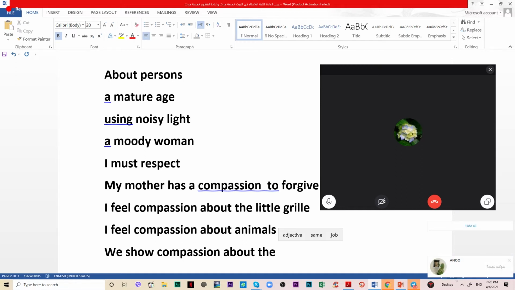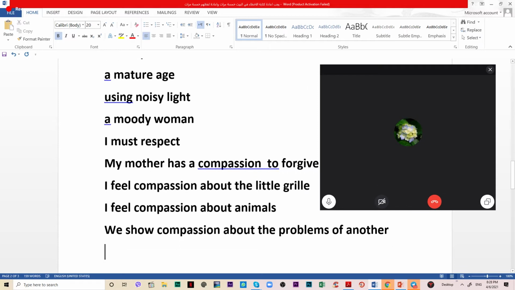Yes, Muhammad. Prisoners must be treated with compassion. Okay, prisoners must be treated, must be يجب, be treated ويعامل, with compassion, برحمة. Yes, treated with compassion. Okay. Is it clear, واضح? Okay. Yes, who is next?